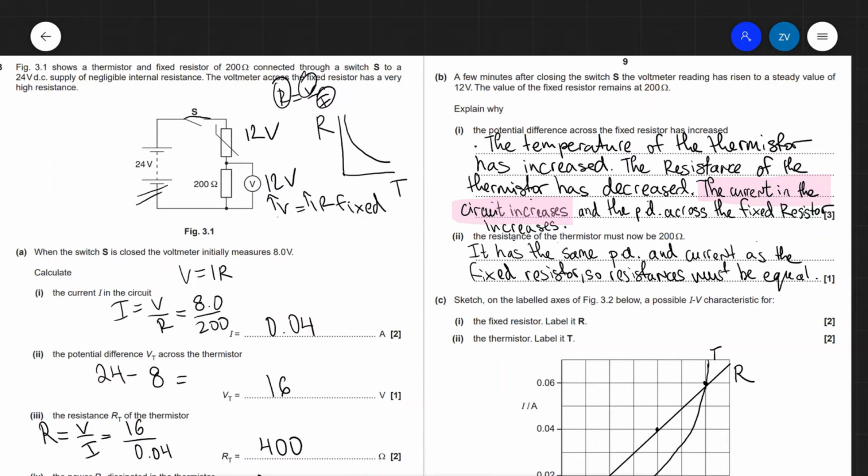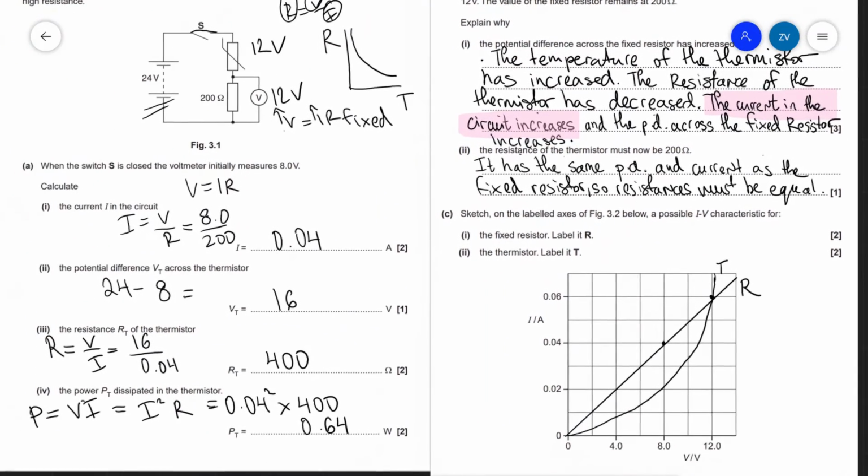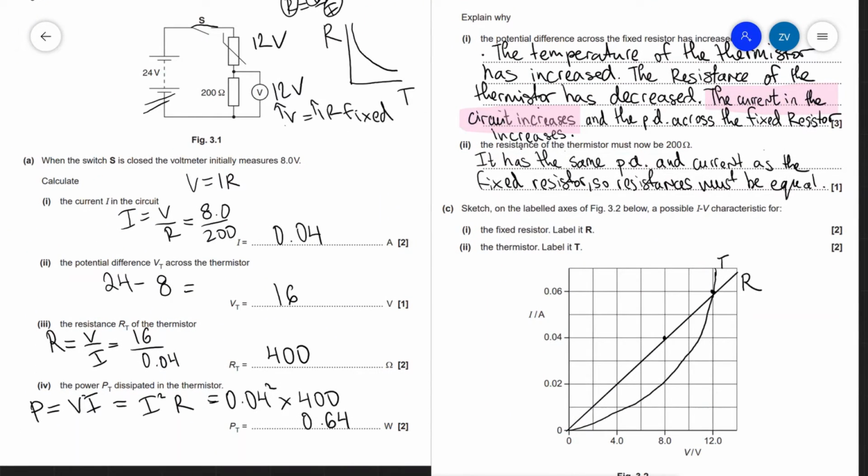Okay, the next one is really interesting. On the graph below, what we need to do is sketch the possible IV characteristics for the fixed resistor. Label this R. Please don't forget to label any graphs and loose marks like this. So notice that this is a straight line. Because we're given some numbers, it's not going to be a pure sketch, but we'll also need to add in some numbers.